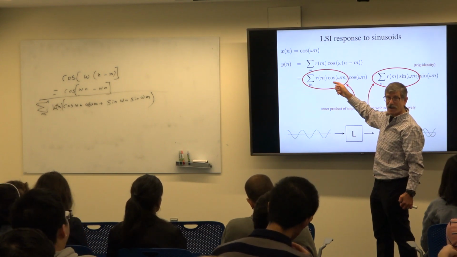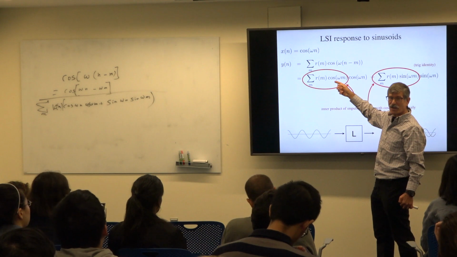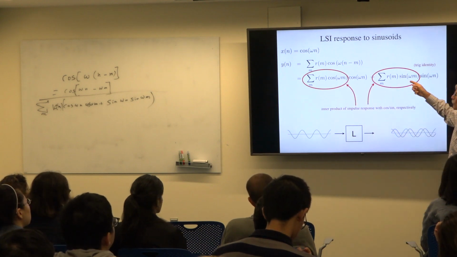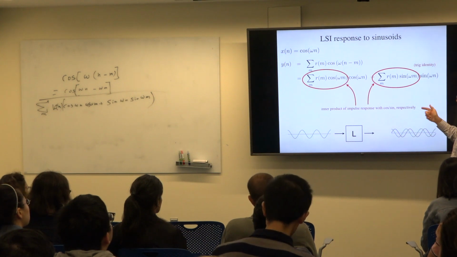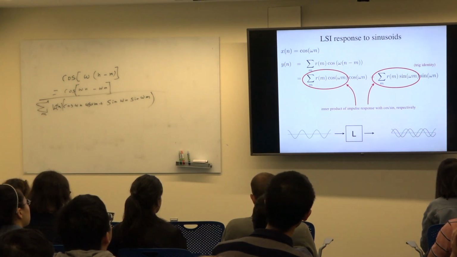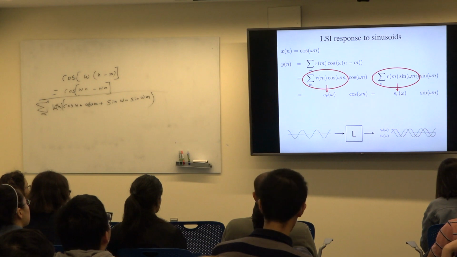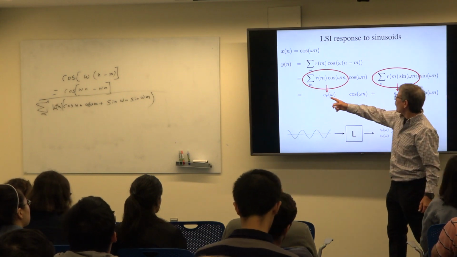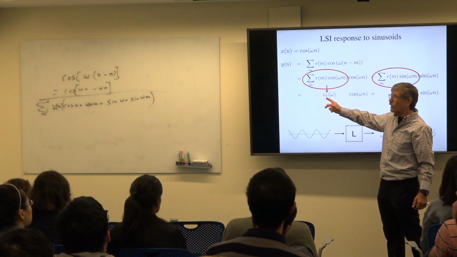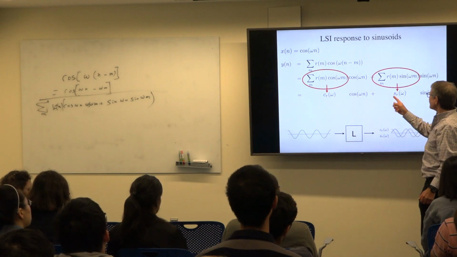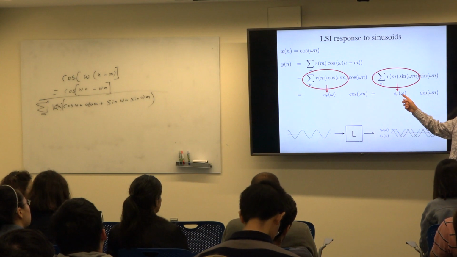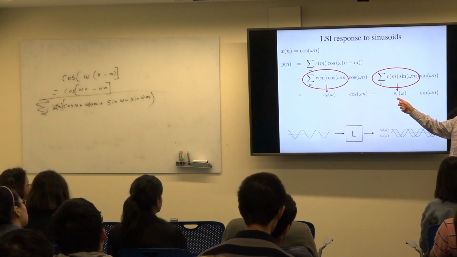Summed over m, so it's a dot product with our standard cosine wave. This is a dot product with our standard sine wave. So I'm going to get these two weights by doing this dot product. I'm going to give those weights names. I'm going to call it the cosine part at frequency omega of my impulse response R, and the sine part of frequency omega of my impulse response.